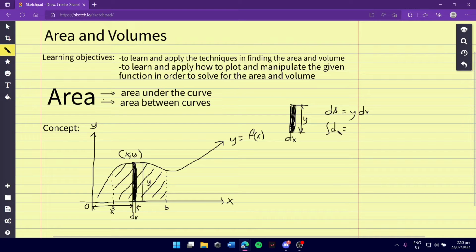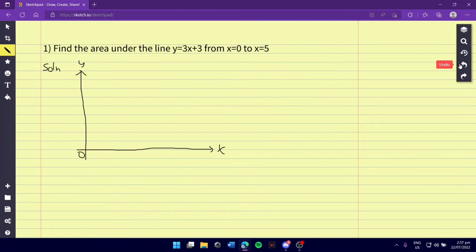Next, we will integrate both sides, so that we will have the integral of dA is equal to the integral of y dx. Next, we simplify. This will cancel out. So your area is equal to the integral of y times dx, from point A to B. So this is now your formula for finding the area under the curve.